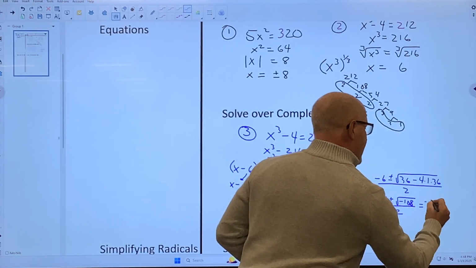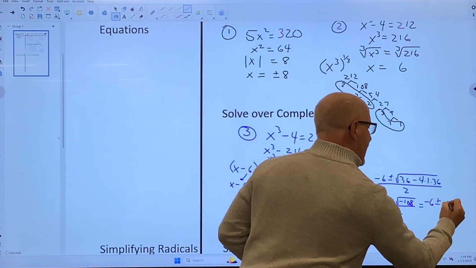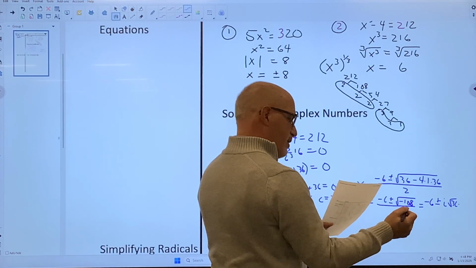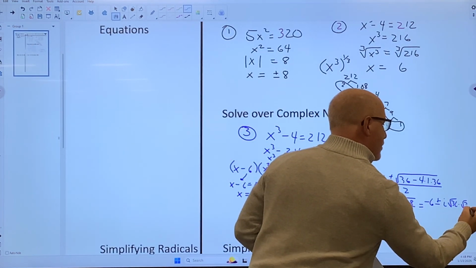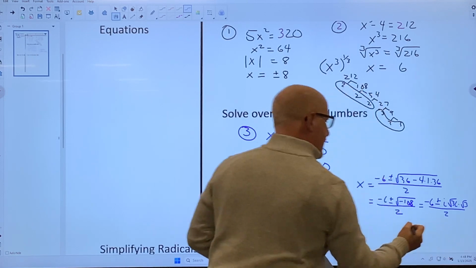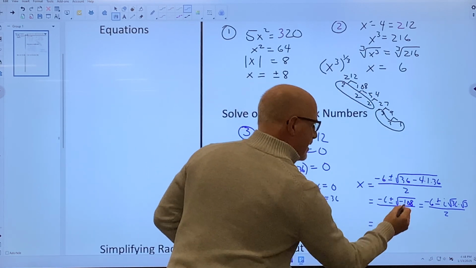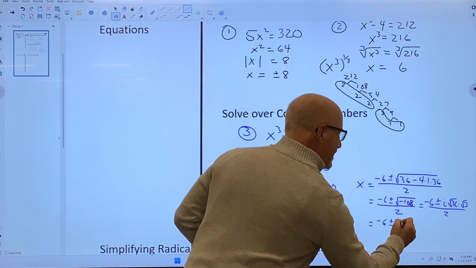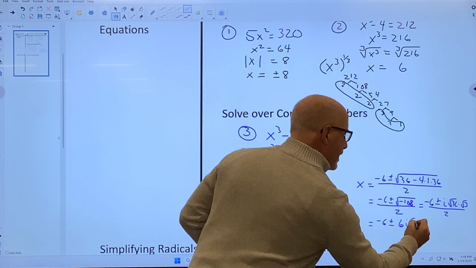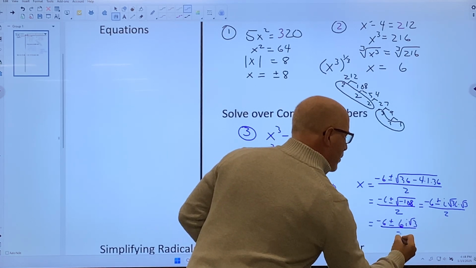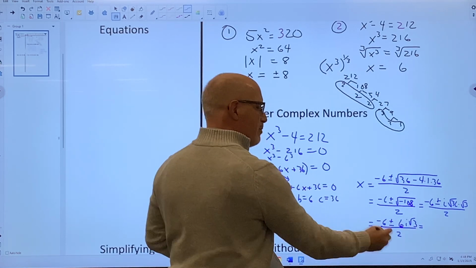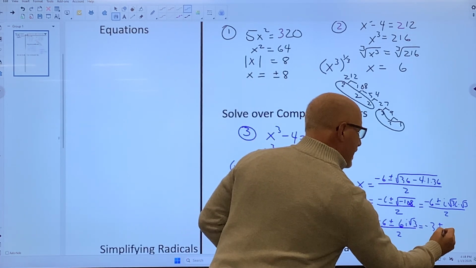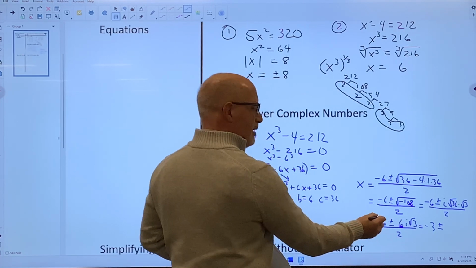So when I take that, I've got negative 6 plus or minus i times the square root of 36 times the square root of 3, all over 2. When you take out that 36, you're left with the square root of 3. So my answer here will be negative 6 plus or minus 6i square root of 3, all over 2. When I simplify it, because I want to separate them, negative 6 over 2 is equal to negative 3, plus or minus 6 over 2 is going to be equal to 3.